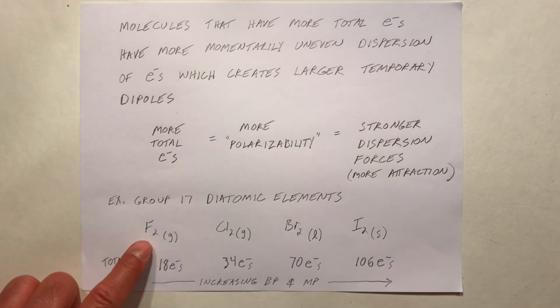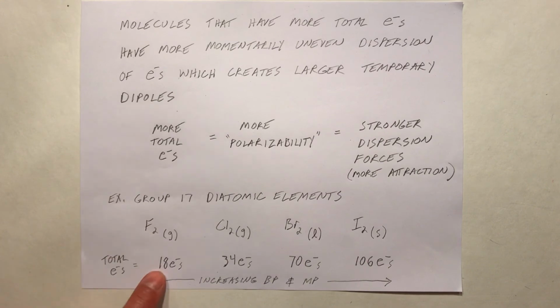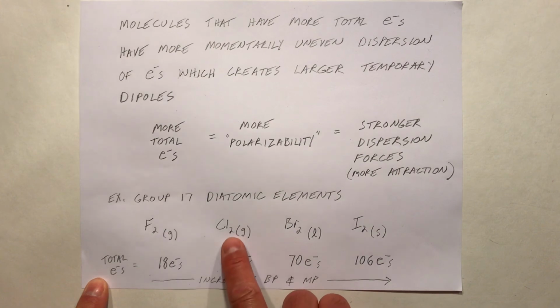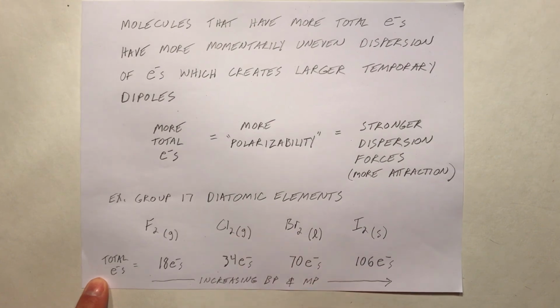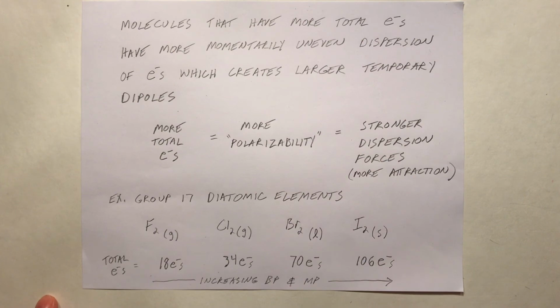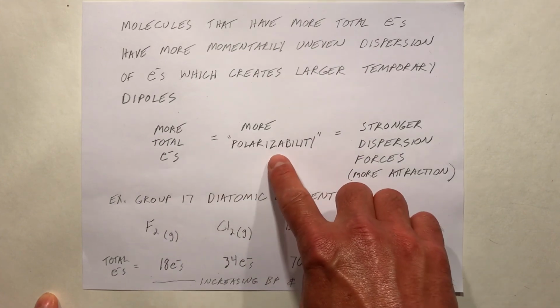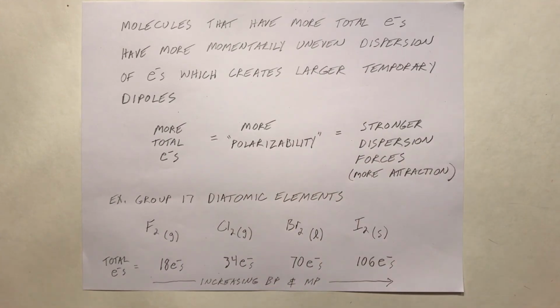Consider that fluorine is element number 9, so F2 would have 9 electrons and 9 electrons, or 18 electrons. Chlorine, element number 17, means that chlorine with 2 molecules, Cl2, would have 34 electrons. Bromine is element 35, so Br2 would have 70 electrons, and iodine is element 53, so I2 would have 106 electrons. Notice the increasing number of electrons. That means increasing attraction due to more electrons, meaning more polarizability and stronger dispersion forces with those molecules.